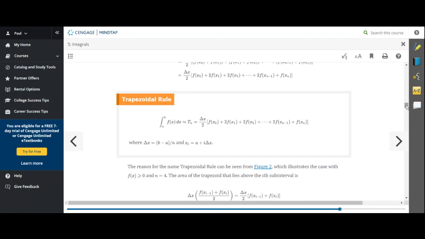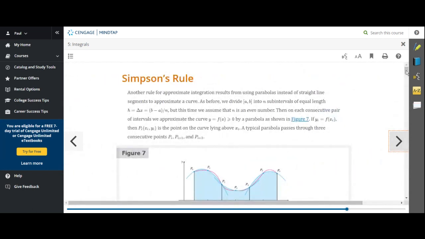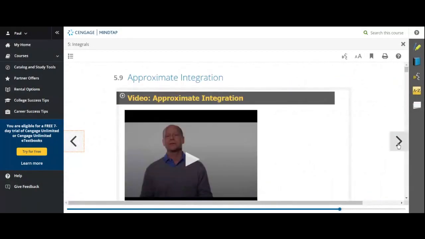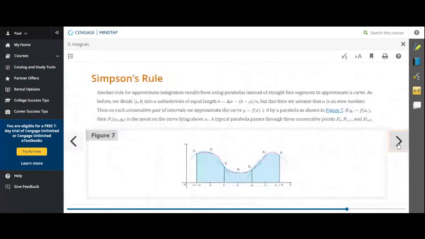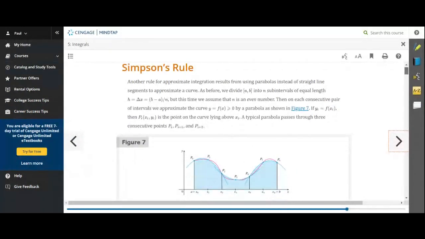All right. So far, are there any questions? All right. Well, there's another way too to approximate the area underneath the curve. There's something called Simpson's rule. That's in figure 7. So what I did was, that's kind of cool, I used the arrow over here to get to Simpson's rule. That's figure 7.